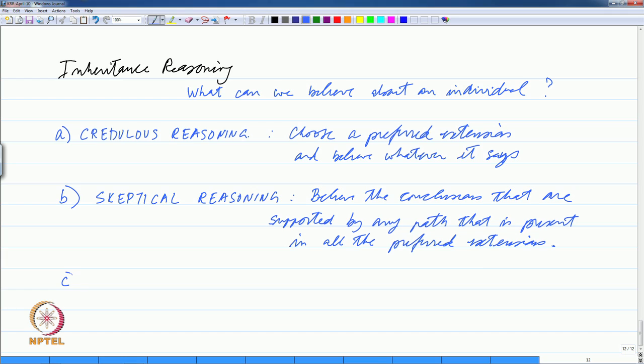And the third one, which is slightly different from the second one, some people call it ideally skeptical.